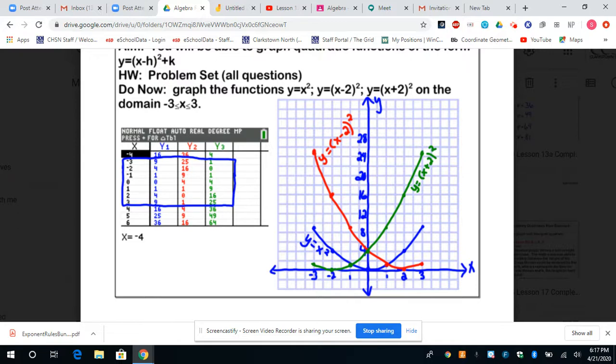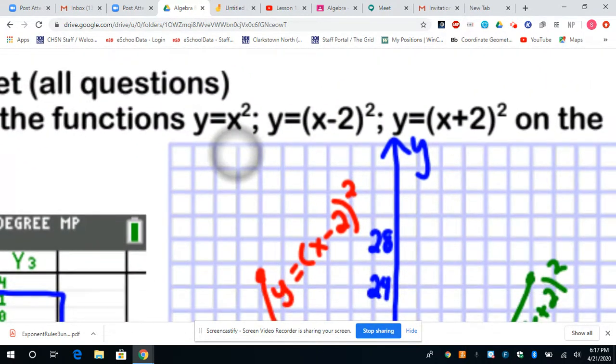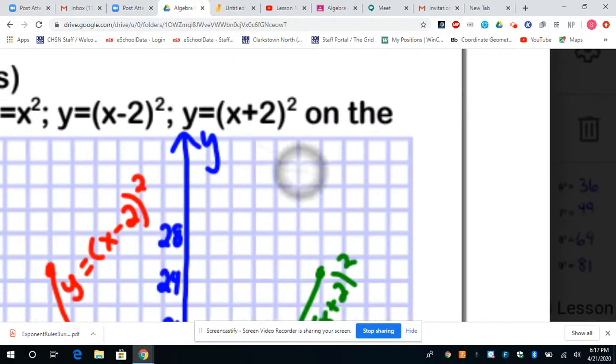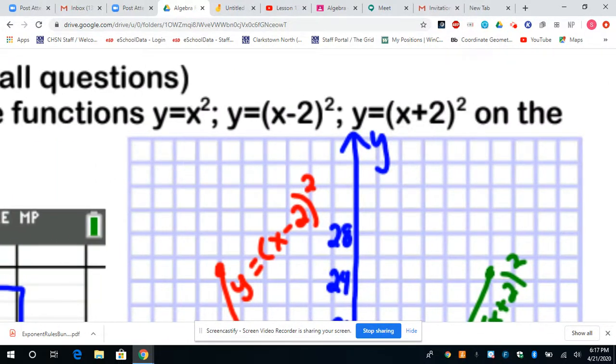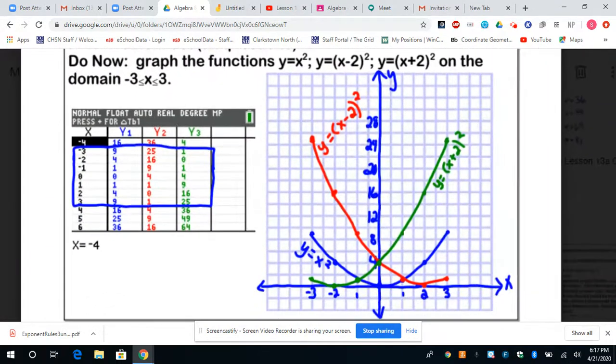So we graphed the functions on a specific domain. Remember, domain is our x values from -3 to 3. And they all have a squared value. If we look up here, x squared is a quadratic. They're all quadratics. Some of them are just factored. Some of them aren't in the standard form. So we're just seeing what's happening here.